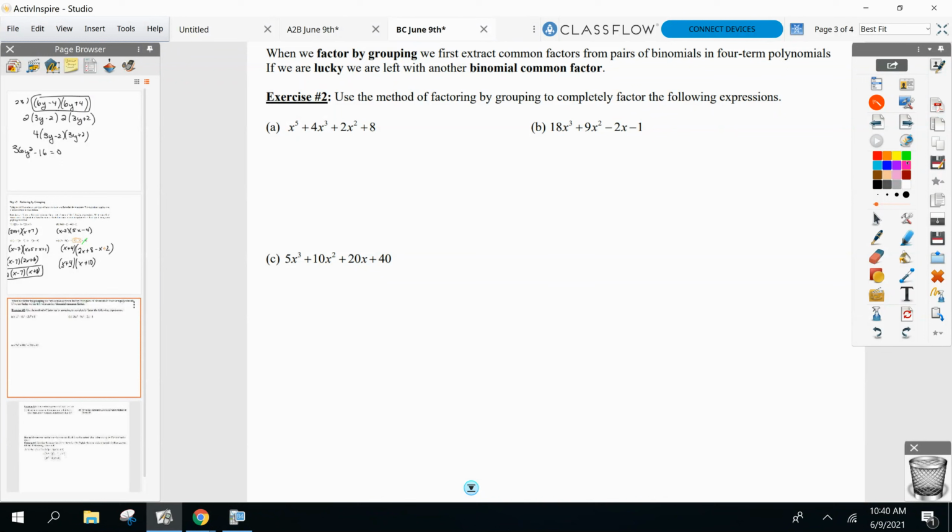First 2 and the last 2, I'm going to group together. I then take a GCF from each grouping. So everyone look at my first grouping, x to the fifth plus 4x to the third. There is a GCF you can take out. Please let me know what it is.